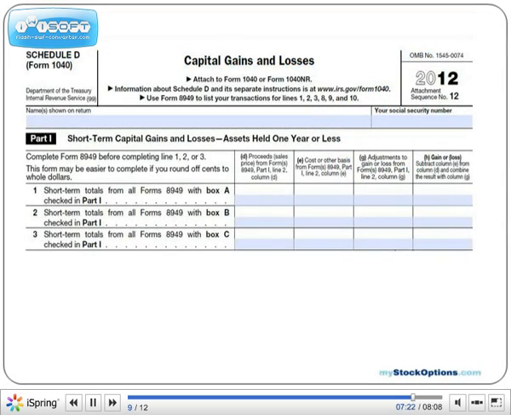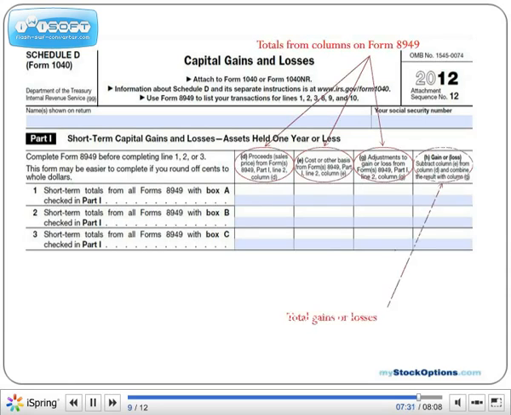The Schedule D is somewhat similar to last year, but very different from the years before, where Schedule D used to put all the details of the transaction. Now Schedule D is just a place where you're aggregating together the totals from Form 8949.